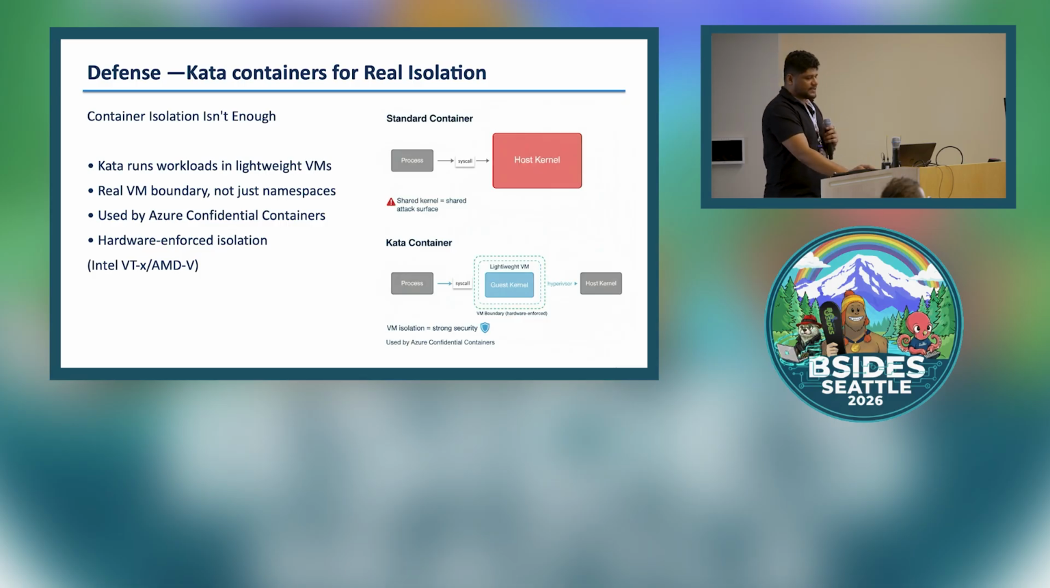Azure uses this for confidential containers. The performance and pricing overhead is slightly higher than traditional containers, but for code execution sandboxes, which are handling untrusted AI input or handling sensitive data, that trade-off is definitely worth it. If you're on Azure, look for confidential containers. If you're on-prem, Kata is open source and integrates well with containerd.